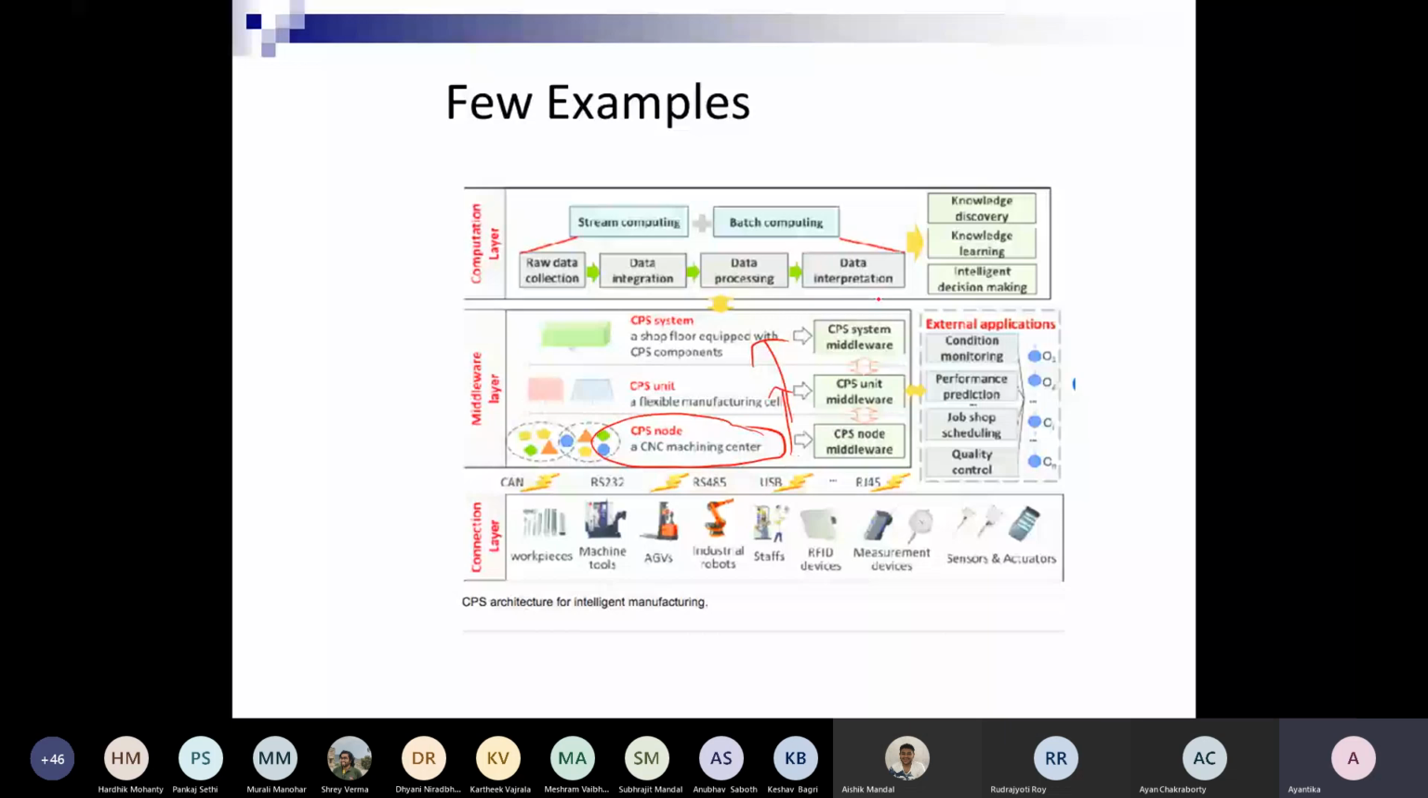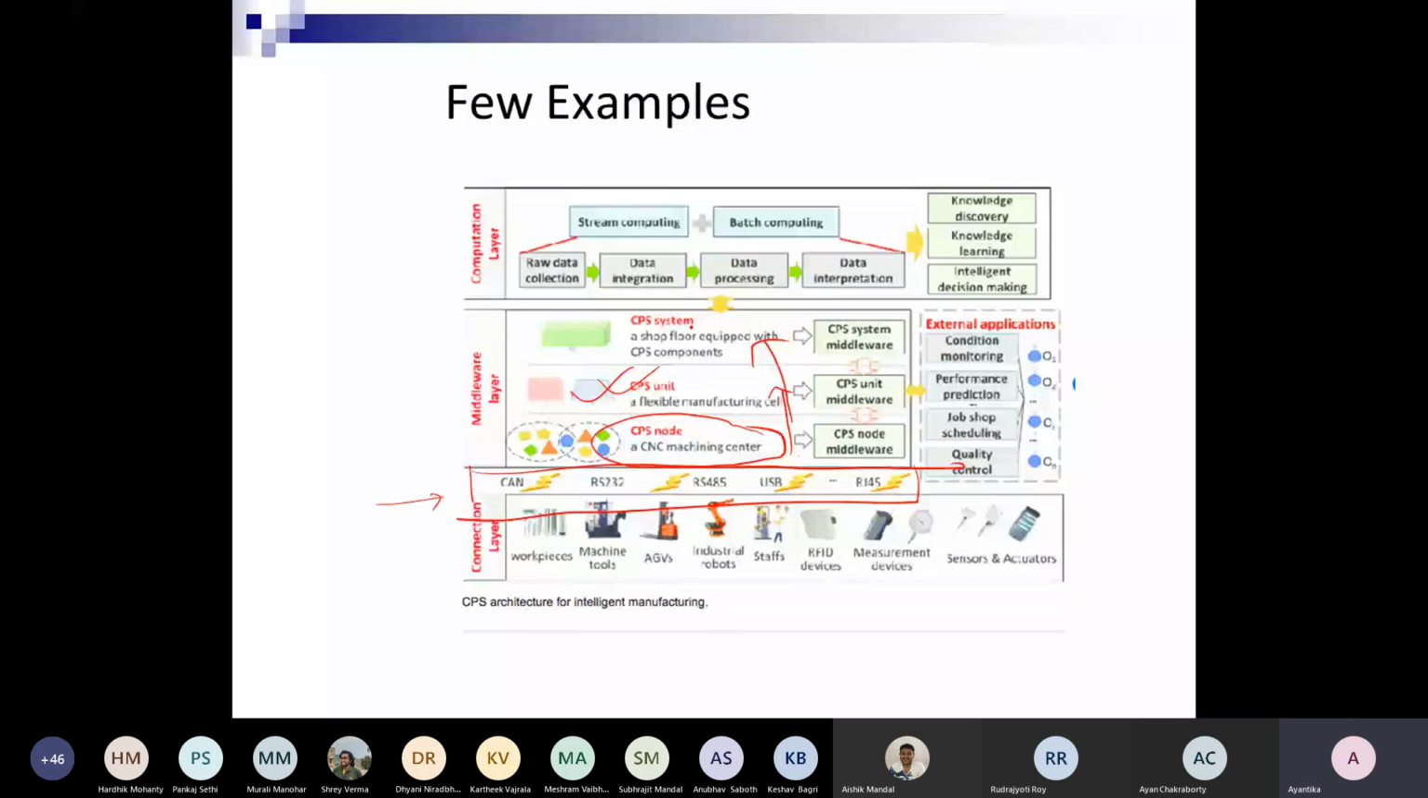So for that, you understand now that these components are different. Their input output ports are different. The protocols they are following, everything is different. And to handle their communication, we need to know multiple communication protocols so that these nodes can actually communicate to each other to form a CPS unit. And then again, these CPS units can communicate with each other to form the CPS system.